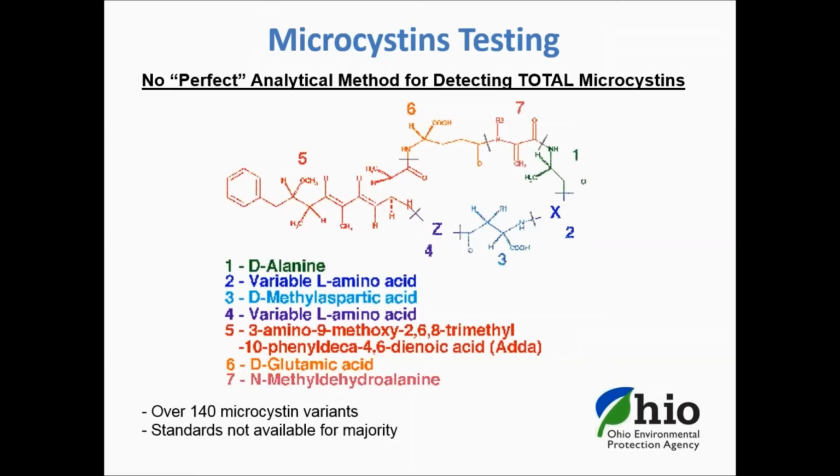Okay, now I'm going to shift gears a bit and discuss analytical methods for microcystin detection. Overall, unfortunately, there's really no perfect method for the detection of total microcystins. This is because there are at least 140 different microcystin variants or congeners. The ADDA moiety, which is the red portion or side chain molecule indicated by the number 5 on that diagram, is present in some forms in all of the microcystin variants, but there's significant variability in the amino acids in the Z and X locations, which leads to the 140 different variants. This variability complicates the detection. Next slide, please.